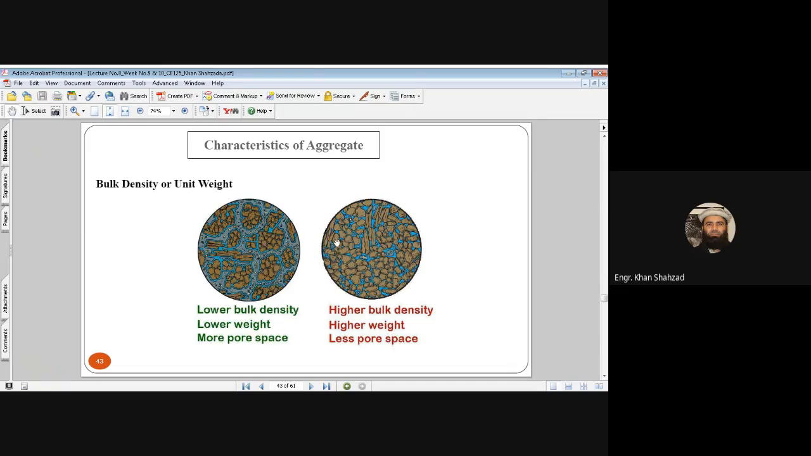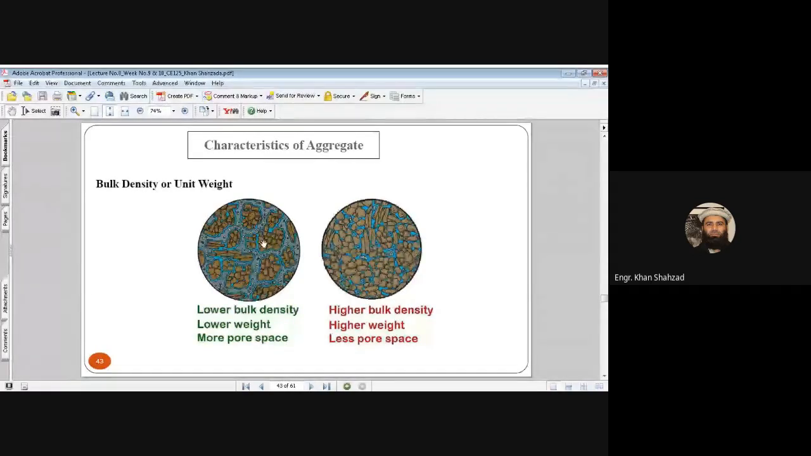So you can see over here how the bulk density or the unit weight of material can affect the concrete. If you have more voids, then you will need more cement paste to cover these voids. If you have fewer voids, you will need less cement paste. When you need less cement paste, you have economical concrete. If you need more cement paste, then you have uneconomical concrete.